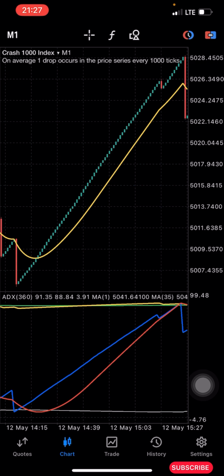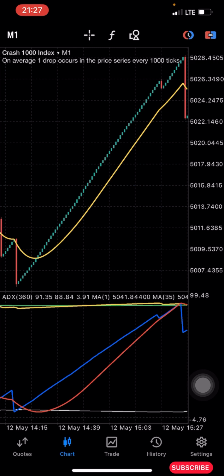In today's video, I'll be sharing with you guys another powerful boom and crash strategy that you can use to grow your small account. Okay, so without wasting much of our time, I'm going to quickly share with you guys the indicator setup, and then after that I'll be explaining how the strategy works.